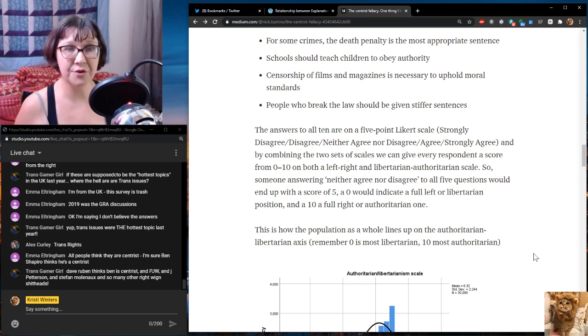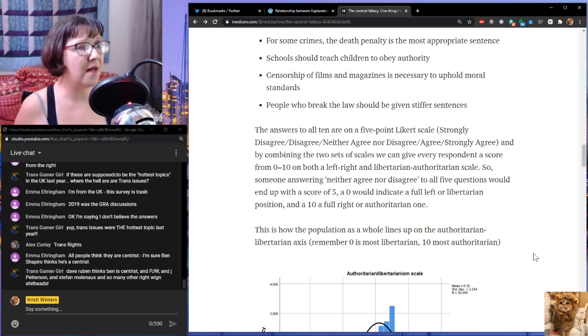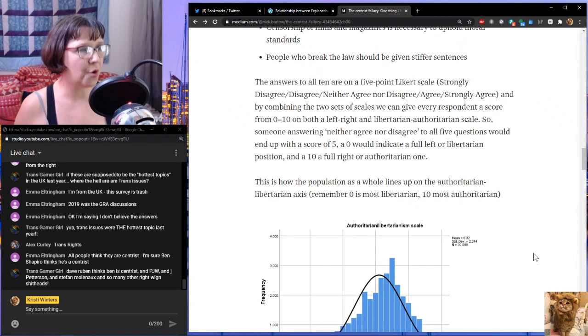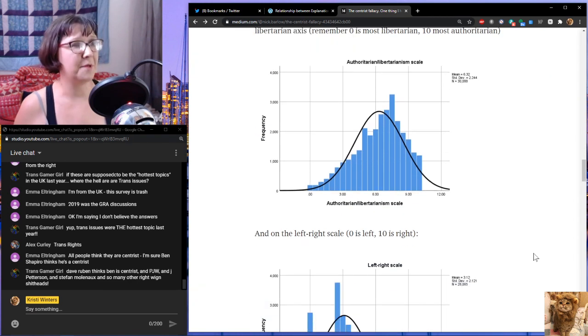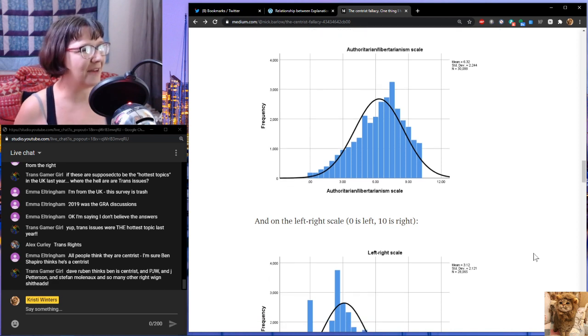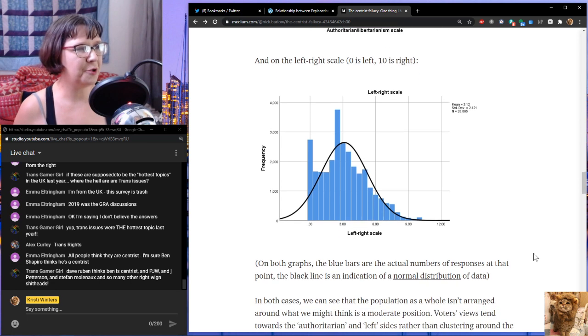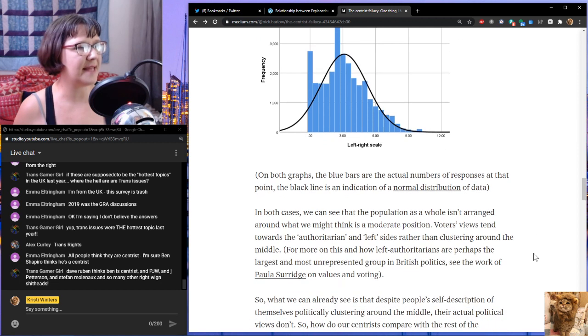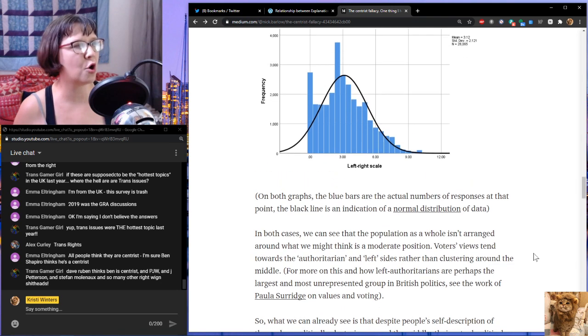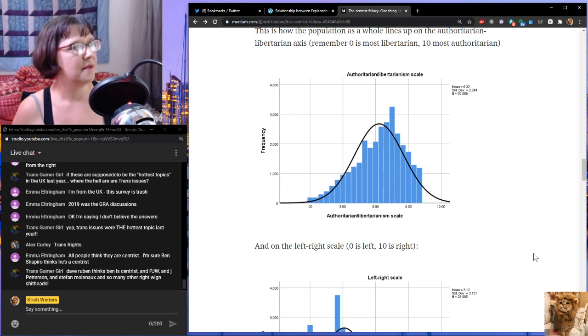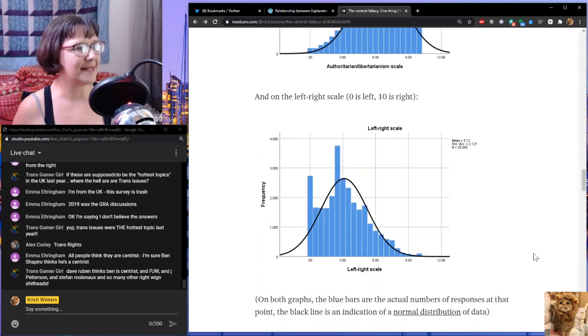This is how the population as a whole lines up on the authoritarian-libertarian axis. Remember, 0 is the most libertarian, 10 the most authoritarian. People tend to skew authoritarian. And here is the left-right scale, where 0 is left and 10 is right. On both graphs, the blue bars are the actual numbers of respondents at that point. The black line is an indication of a normal distribution, so it's skewing from the middle value; it's not dead in the center.